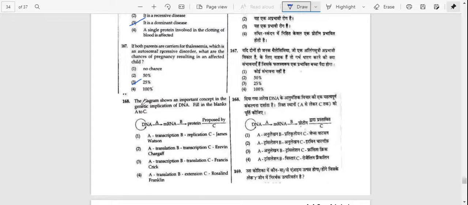The diagram shows an important concept in the DNA. Fill in the blanks. DNA to mRNA, mRNA to protein, proposed by. DNA to mRNA होगा transcription, then mRNA to protein translation. So option number C is the correct answer.